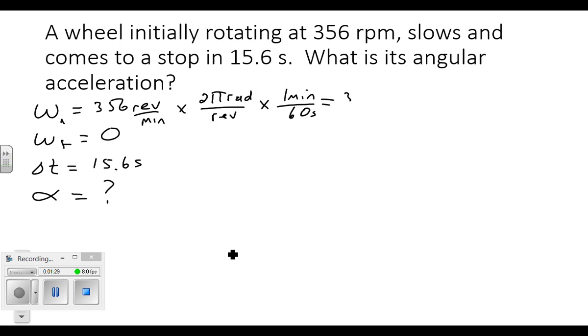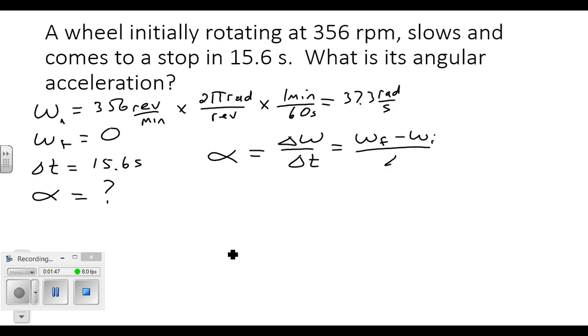So I get 37.3 radians per second for that. And again, here are the things we know now. So I'm using the definition of acceleration, which is delta omega over delta t, or omega f minus omega I over delta t. And it turns out we know all of those things.